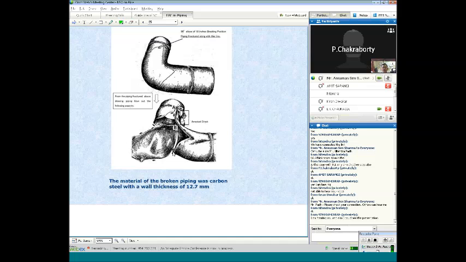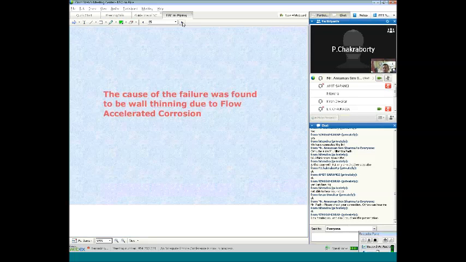Now this was a serious issue, and naturally a lot of investigation took place by EPRI, and then it was found that the cause of this failure was termed as flow accelerated or flow assisted corrosion, and the wall thinning had taken place because of that.